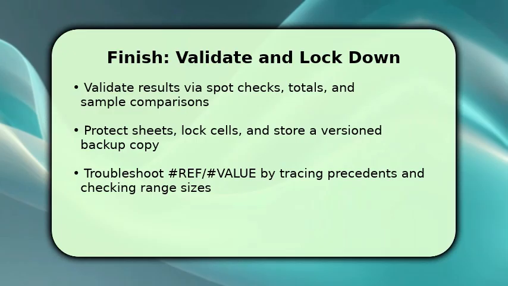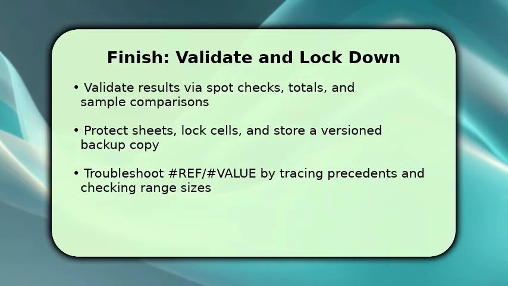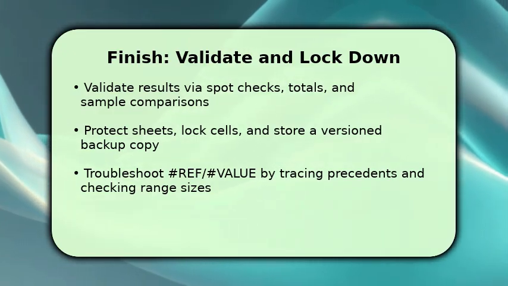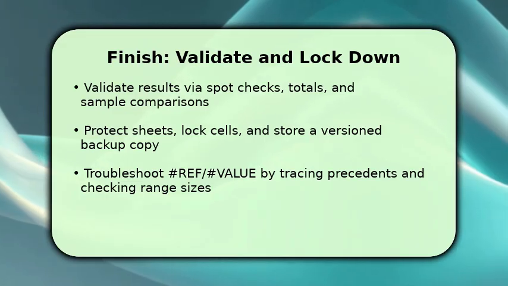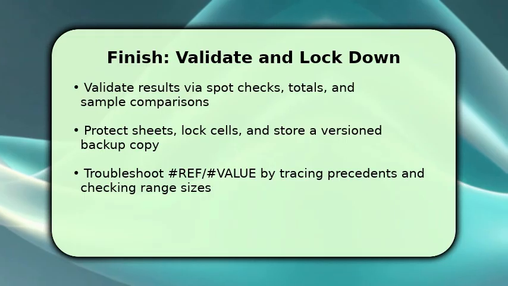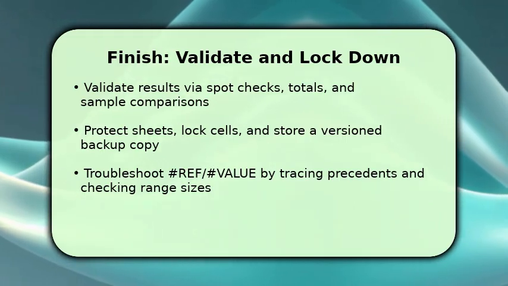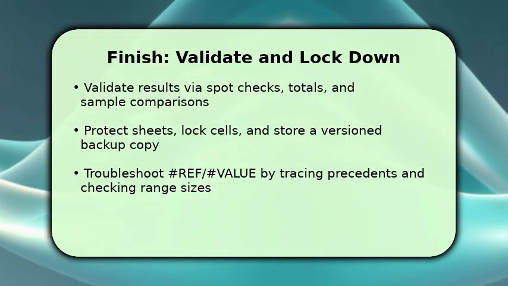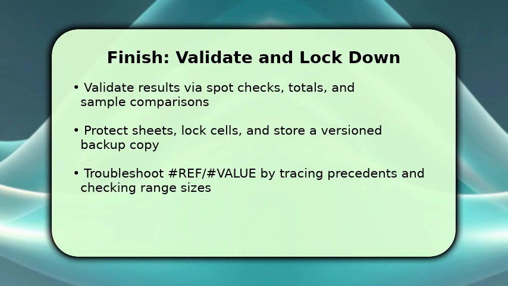If performance lags, reduce volatile functions or switch to Power Query. If errors appear, trace precedents, check ranges and array sizes, and confirm named ranges point to the intended table. This single troubleshooting approach resolves most #REF and hash value issues.